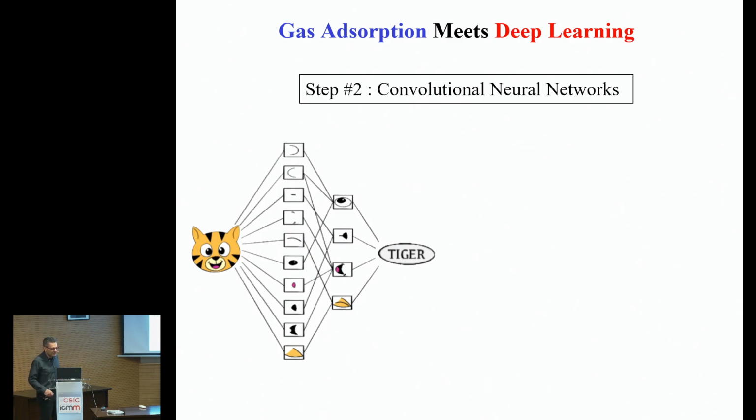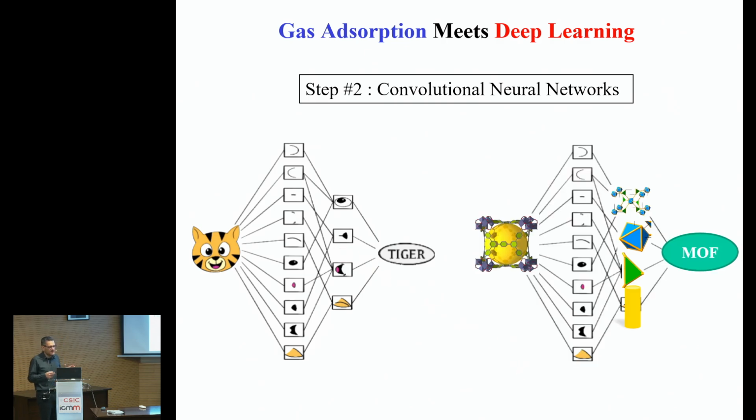What are convolutional neural networks? You can see here in image recognition that the convolutional neural network starts from an image, looks at different parts of this image, and then makes some convolutions and combines them into an eye, nose, ear, and at the end identifies the tiger. Something similar we will do for the MOFs. We will take this, and at the end it will be like that.